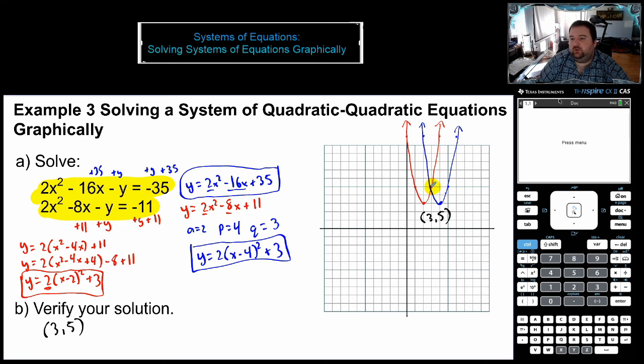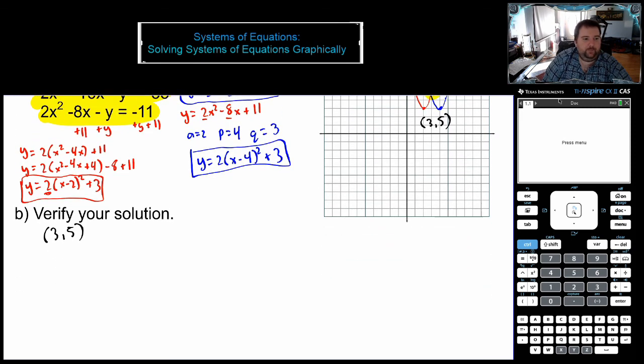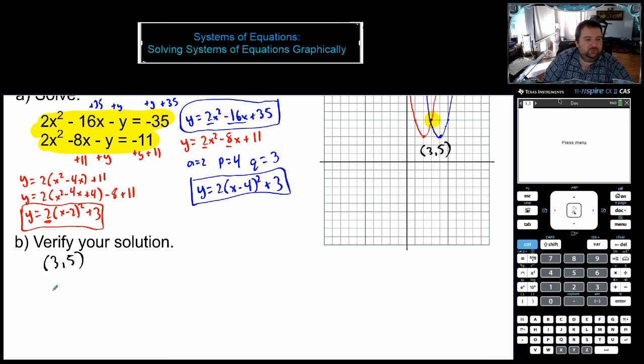Because we can see it's crossed this one. This one's going to keep going towards the right. This one will keep going towards the right, towards the left, towards the left. Will they ever meet again? And the answer is no, they're not going to ever meet again. So it's just that point there. Let's go ahead and verify our solution now.